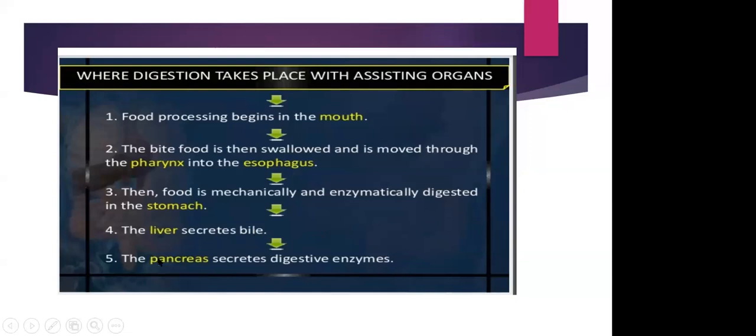Okay, children. Next, the pancreas secretes digestive enzymes. So this is the living substance which is secreted from the pancreas. Secretion means releasing. The pancreas releases digestive enzymes into the duodenum. Okay, the liver secretes bile. It is a non-living substance. It doesn't contain any enzymes.